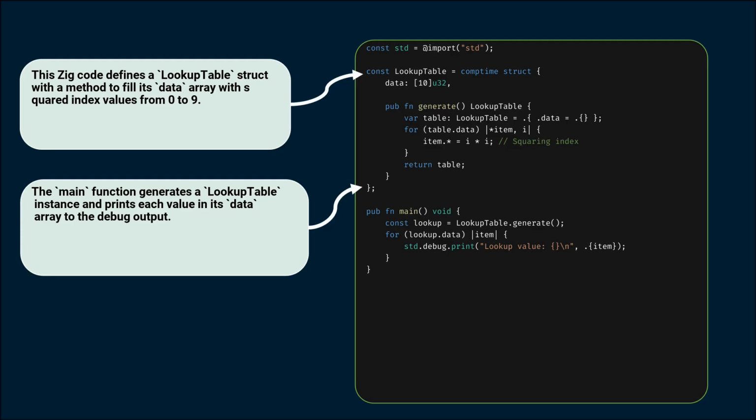the lookup table is already populated with its final values, 0, 1, 4, 9, 16, 25, 36, 49, 64, and 81. This implementation not only avoids runtime computation, enhancing performance, but it also showcases the advantages of using compile-time functions for generating static data structures efficiently. Finally, the main function iterates through the lookup array to print out each squared value, demonstrating how this pre-computed table can be accessed at runtime without costly calculations.